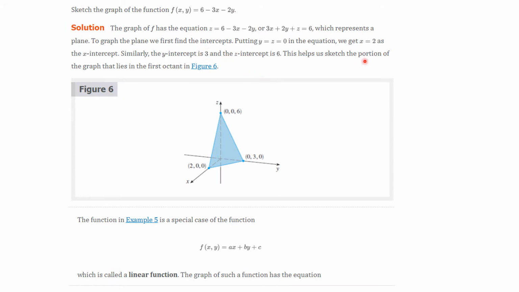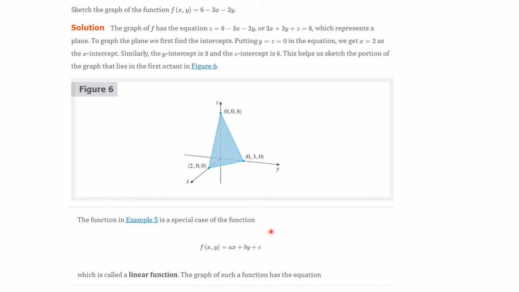Okay, what we're going to do is find the intercepts. So if we take y and z to be 0, we get (2, 0, 0). If we take x and z to be 0, we get (0, 3, 0). And if we take x and y to be 0, we get (0, 0, 6). So these 3 points are on the graph. That's a triangle, and the graph is the plane containing that triangle.